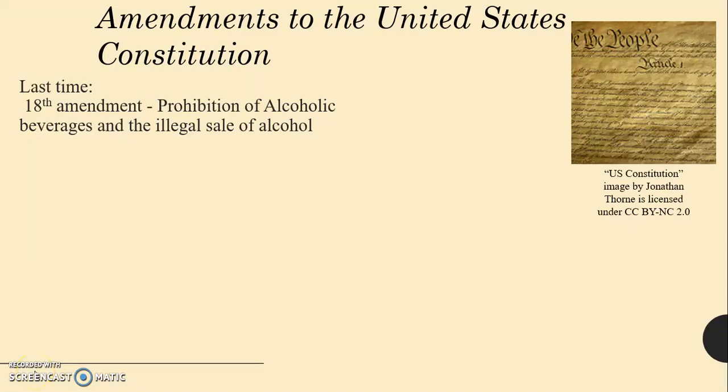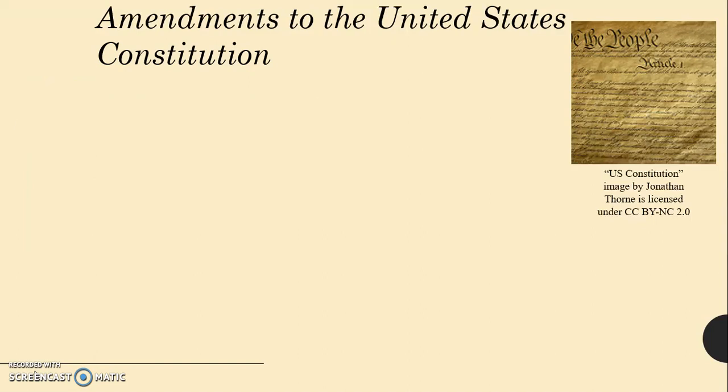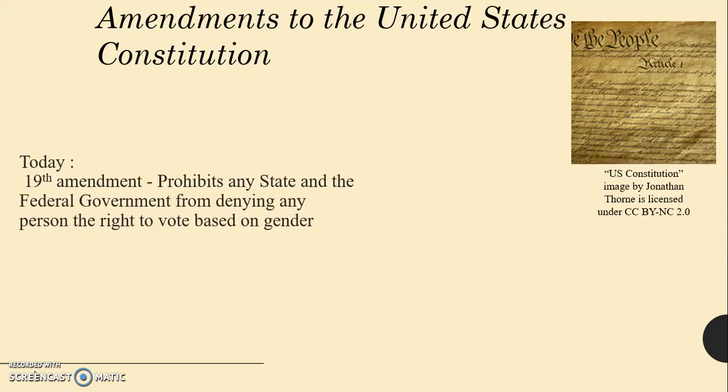Hello. In this video, we will be continuing discussing the amendments to the United States Constitution for 11th grade U.S. history. Last time, we talked about the 18th Amendment and the positive and negative effects it had on the people in society at the time that it was ratified. Today, we'll be discussing the 19th Amendment, which prohibits any state and the federal government from denying any person the right to vote based on their gender.